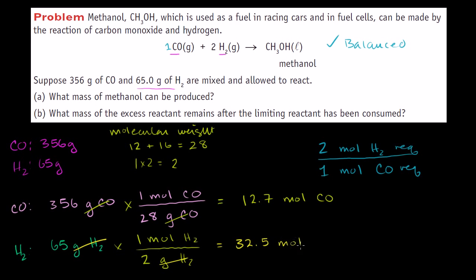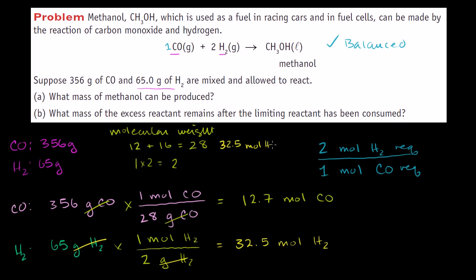32.5 moles of hydrogen. Now, we know exactly how many moles of carbon monoxide and how many moles of hydrogen they've given us. Let's figure out what the ratio is. And we'll do it in the exact same way as we wrote up here. So we have 32.5. This is what we're given.